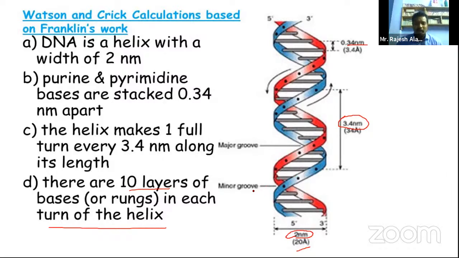Major groove and minor groove. This is the major groove and this is the minor groove. The minor groove length is 0.34 nanometer. These are some of the questions. Any doubts do you have?